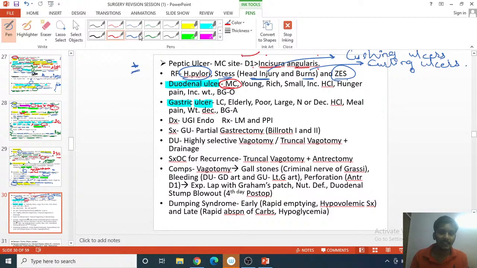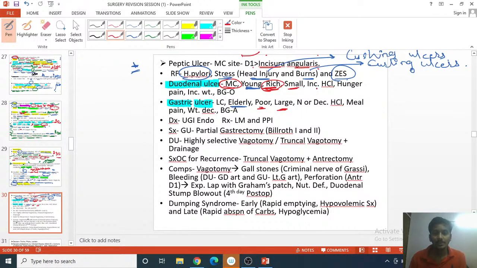Then second factor to be remembered in duodenal ulcer, it is common in which age group? It is common in young age group. So याद रख लेना, duodenal ulcers किस age group में common होंगे? Young age group में common होंगे. Whereas gastric ulcers are common in elderly. So yeah, remember gastric pathologies are common in elderly age group. Then duodenal ulcers ये अमीरों के अल्सर हैं, ठीक है. So these are mostly seen in rich population, whereas gastric ulcers are seen in poorer population. Duodenal ulcers are smaller, whereas gastric ulcers are larger.